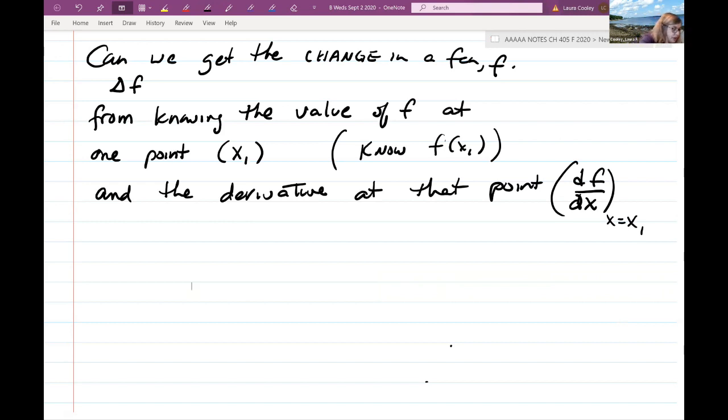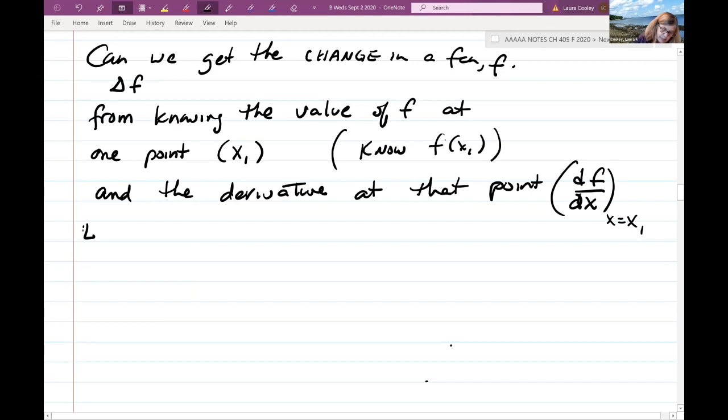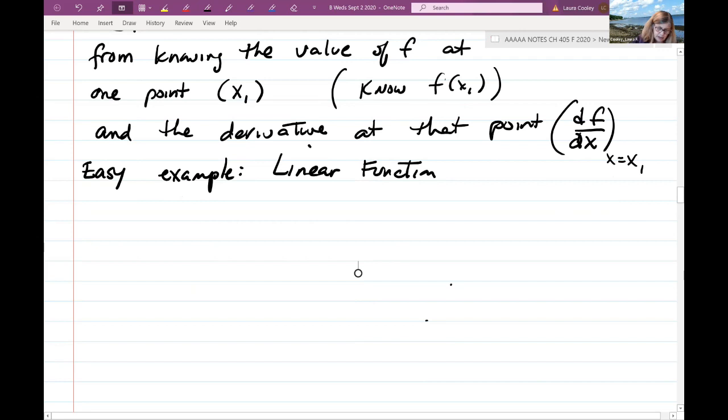We would like to know, can we figure out the change in a function? Later on we'll be interested in changes in enthalpy and things like that. Can we figure out what it is as long as we know the derivatives, okay? So for a one-dimensional function, we only have one derivative. So let me start with the easiest example, and that is a linear function.